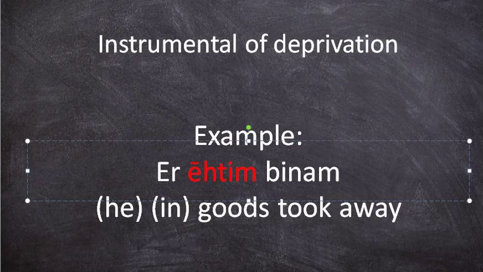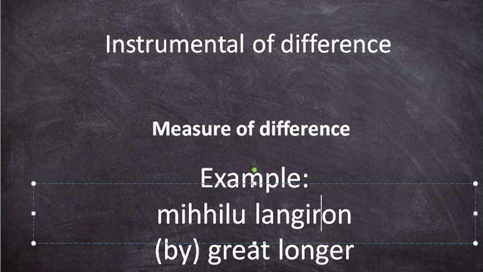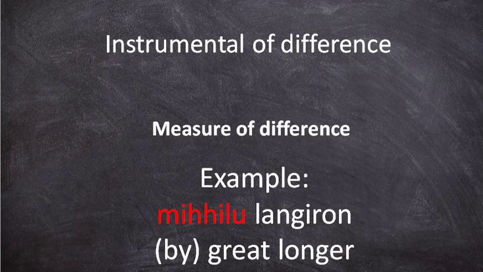So moving on. Here we have the instrumental of difference. The instrumental in a way still survives today in present English, like "the more the merrier." So the more the merrier has its origins in the instrumental. With this example here, we have "Michelu Langeron," so by great longer. Again, the instrumental is how something is done. So what is in the instrumental here? Well, it's Michelu. Michelu is in the instrumental. So, by great longer, or like great longer.